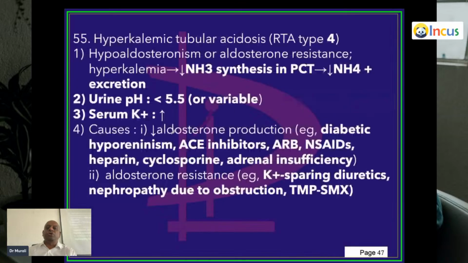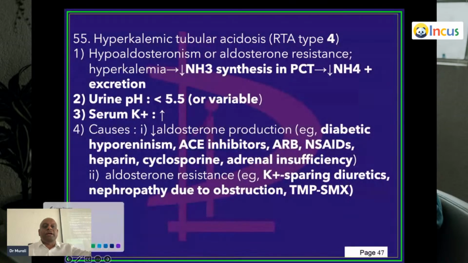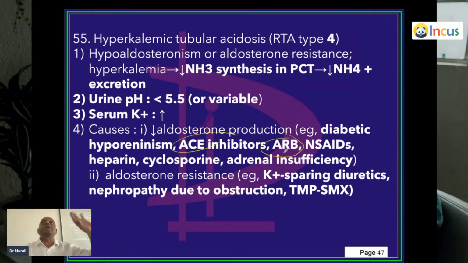And also you should know what are all the conditions leading to type 4 RTA. Diabetic nephropathy, a common cause. ACE inhibitors, angiotensin receptor blockers. Why? ACE inhibitors and angiotensin receptor blockers will affect the renin-angiotensin system and aldosterone levels. Understand? NSAIDs, I told you, lead to hyperkalemia. One of the reasons for NSAIDs leading to hyperkalemia is by creating a type 4 RTA situation.